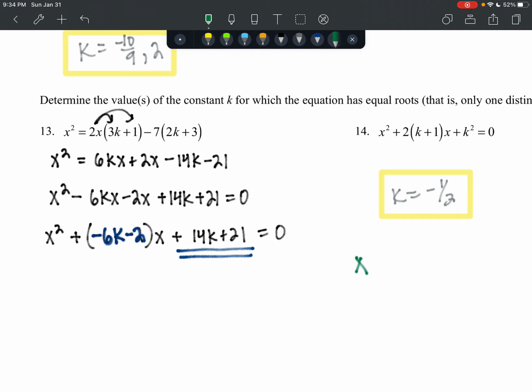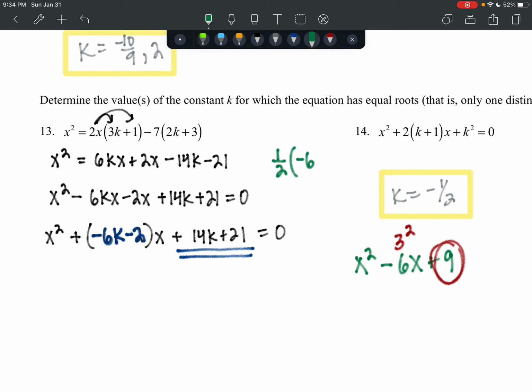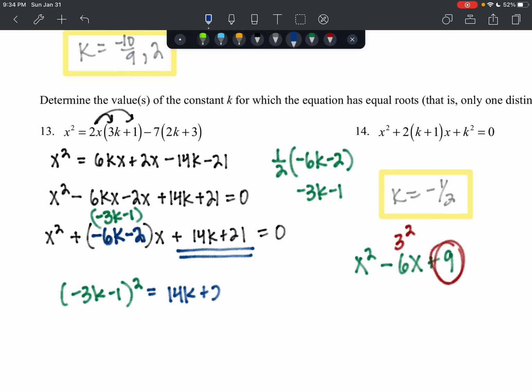So think of it this way. If I've got x squared minus 6x plus 9, half of 6 is 3, and 3 squared is 9, right? Half of 6 is 3, 3 squared is 9. So we're going to do the same thing here. Half of negative 6k minus 2 is negative 3k minus 1. Negative 3k minus 1 squared has to equal 14k plus 21.